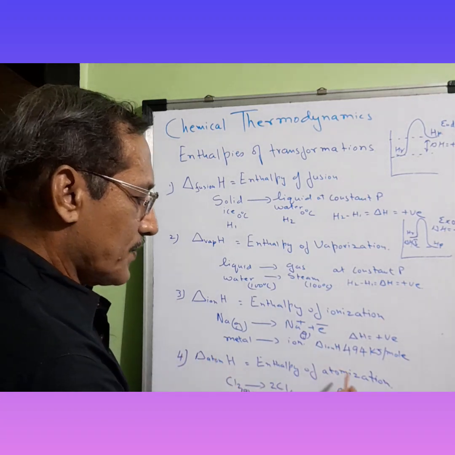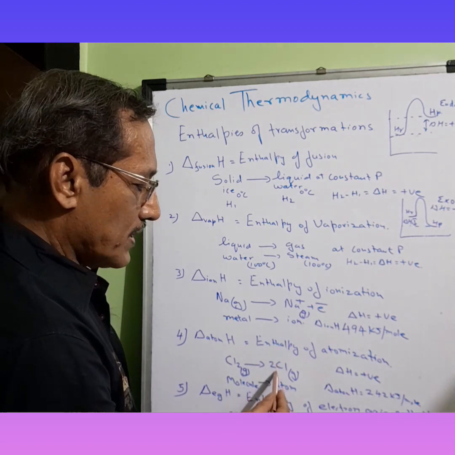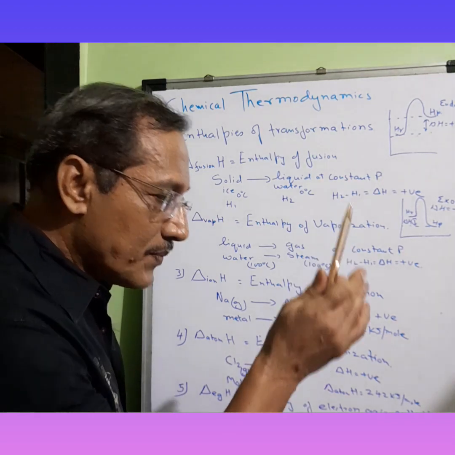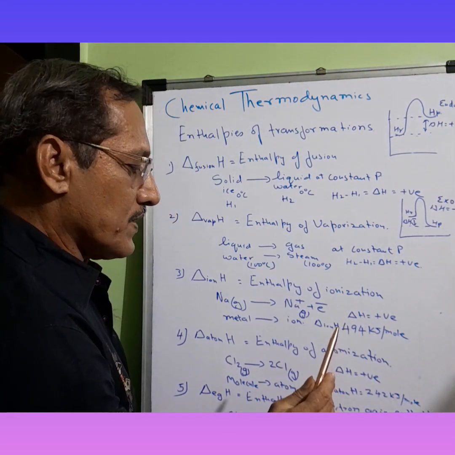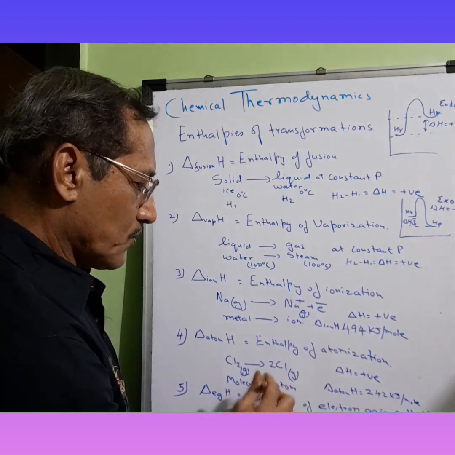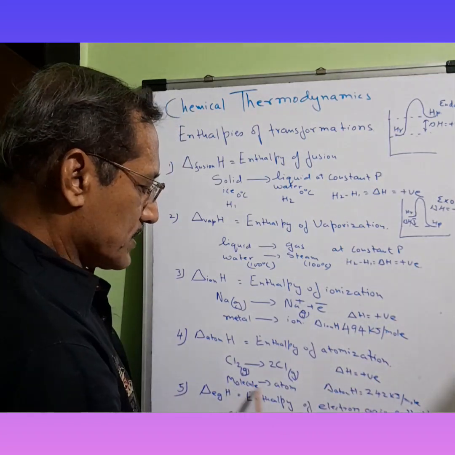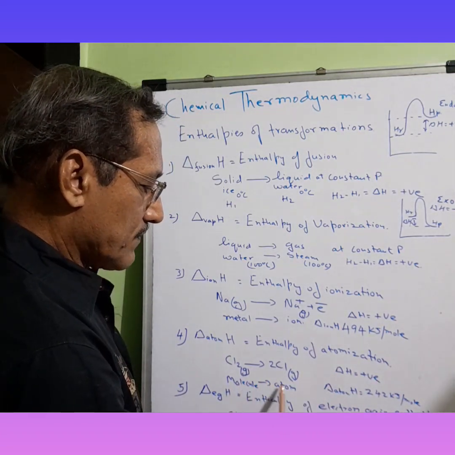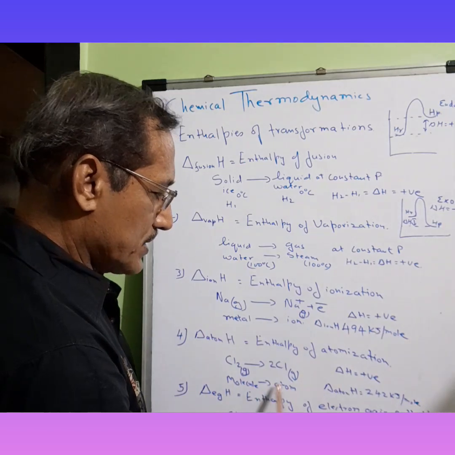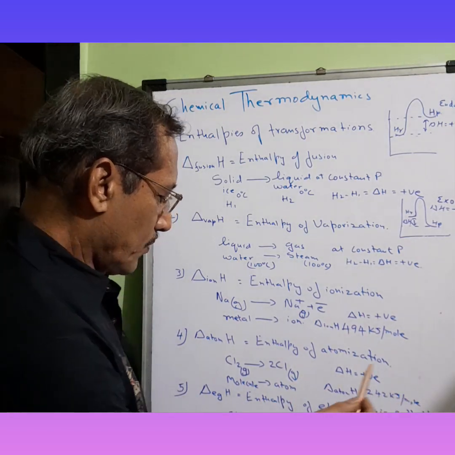Atomization, that is enthalpy of atomization. Now chlorine, Cl2 diatomic, we want to convert it into atomic state. Again, we are breaking the bond and making it into atoms, converting the diatomic into monoatomic. So again we require energy, so that also del H is positive. And for this reaction, from molecular state we are bringing it to atomic state. The energy required for chlorine is 242 kilojoule per mole.